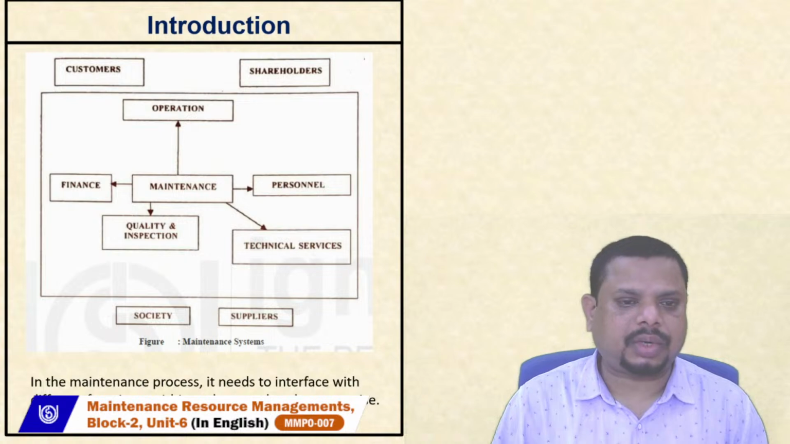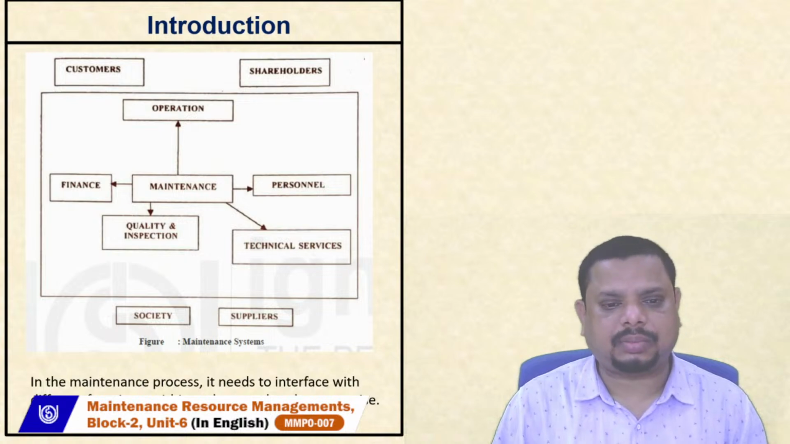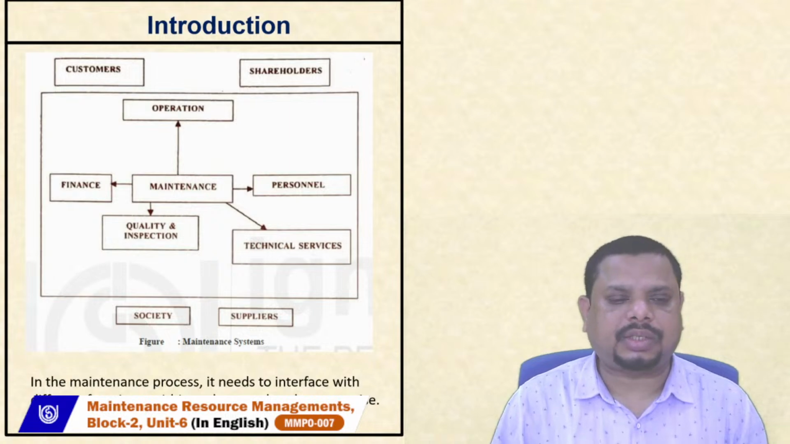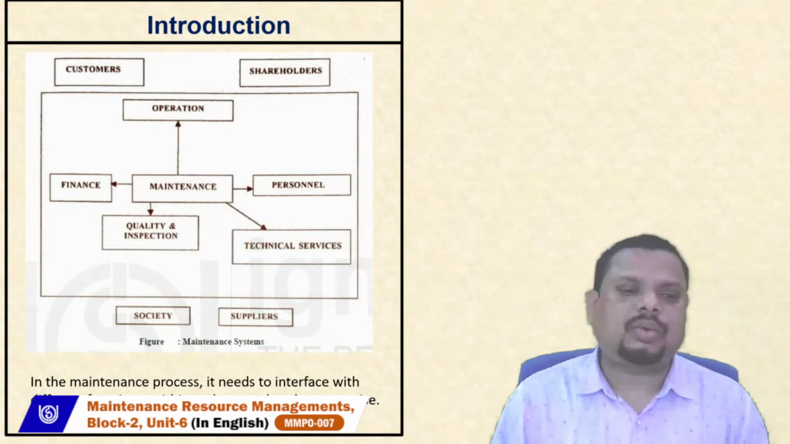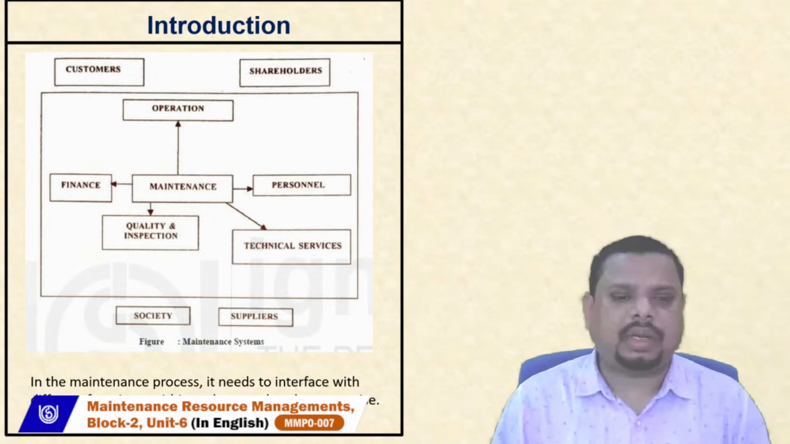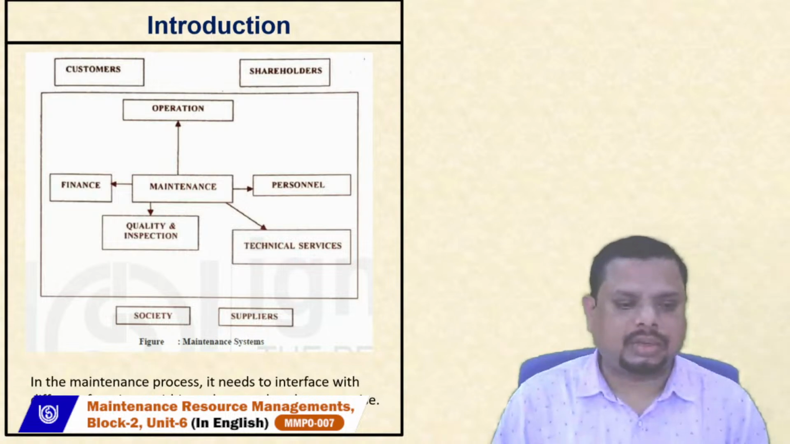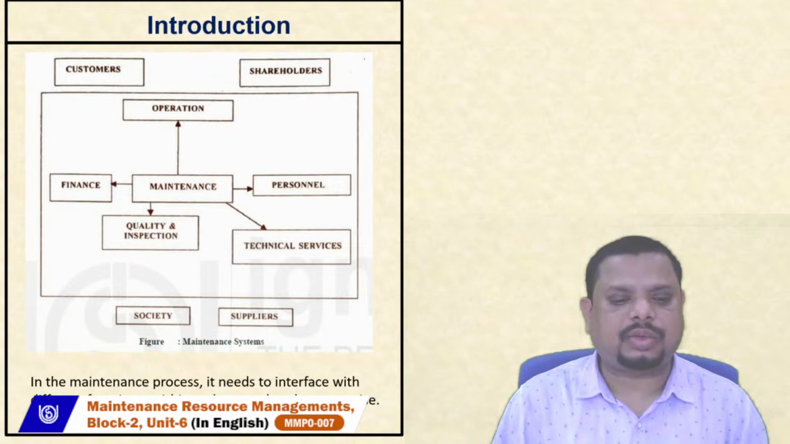In the case of internal customers, or the internal parts of the organization, we have finance departments, production and operation department, human resource department, and we require the maintenance department, and the maintenance department will seek support from the technical services. So whenever you implement the maintenance process, it needs to interface with different functions.